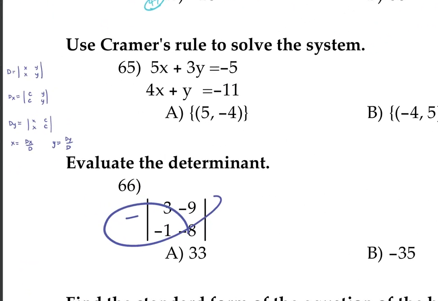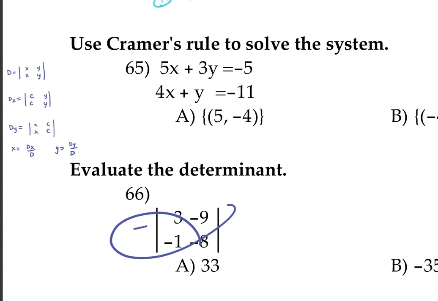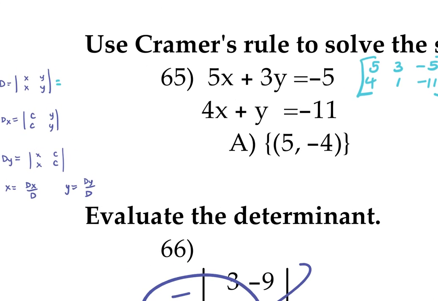All right, 65 is Cramer's rule to solve the system. So first we'll rewrite the system as a matrix. And then for D, we do the X's and the Y's. So we do 5, 4, 3, 1, and then you're doing the determinant. So 1 times 5 minus 4 times 3, or 5 minus 12, which is negative 7.